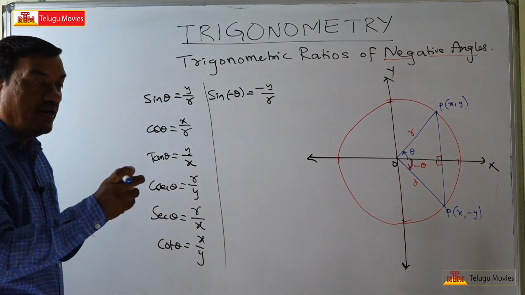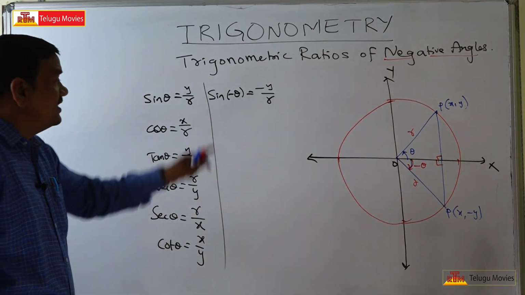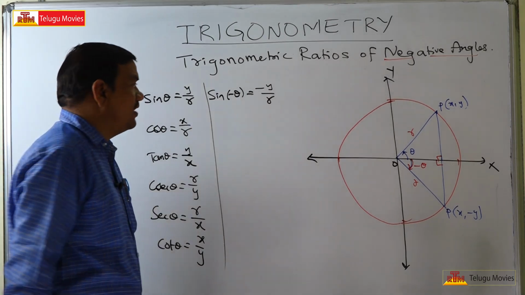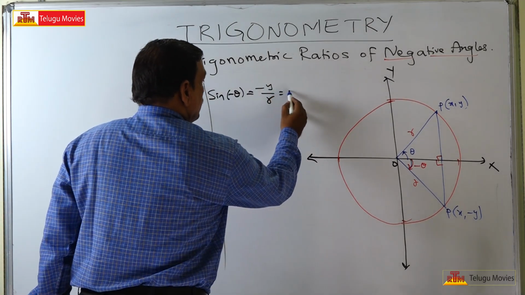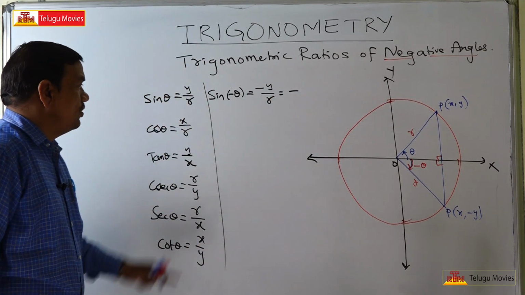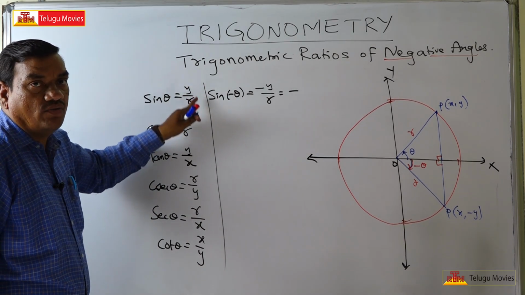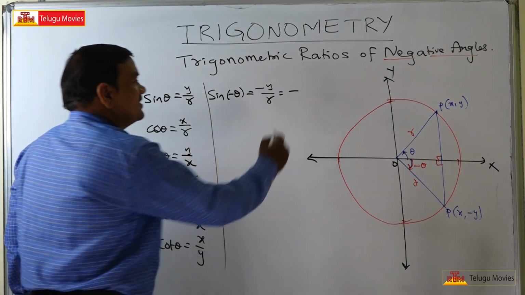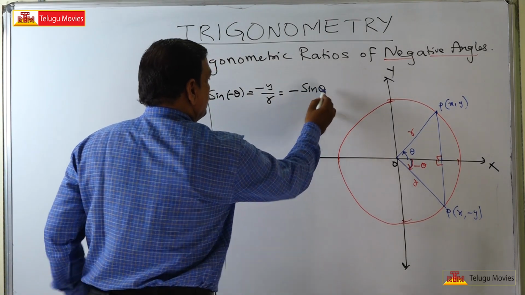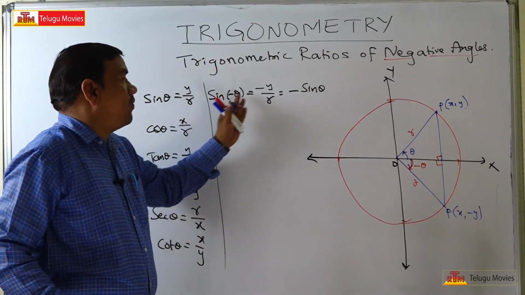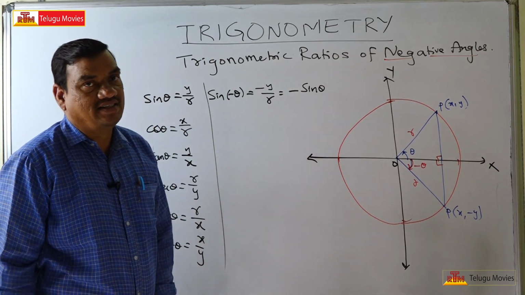That is the y coordinate to the radius of the circle, which is defined as sine. So this is equal to minus, as it is I will write down. What is the y by r value? Y upon r is nothing but sine theta. So sine of minus theta is equal to minus sine theta.